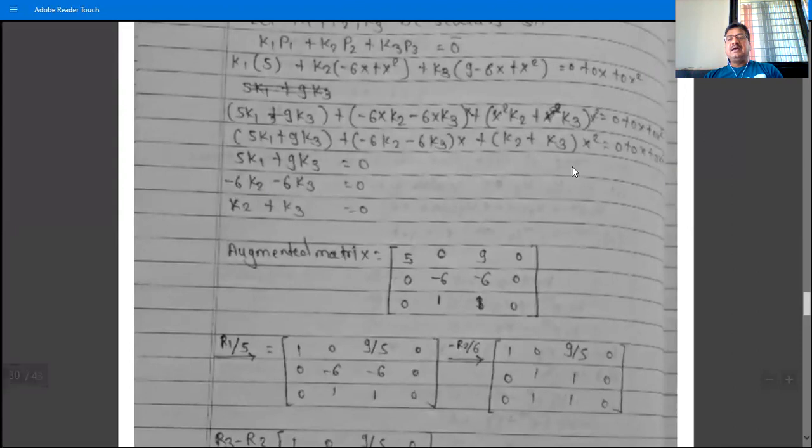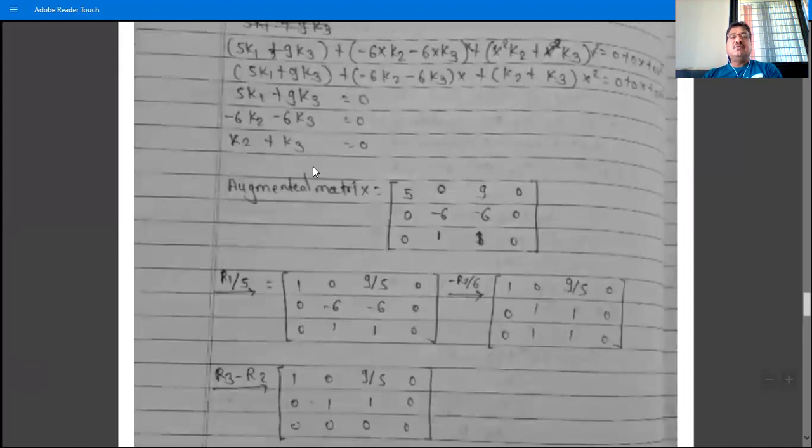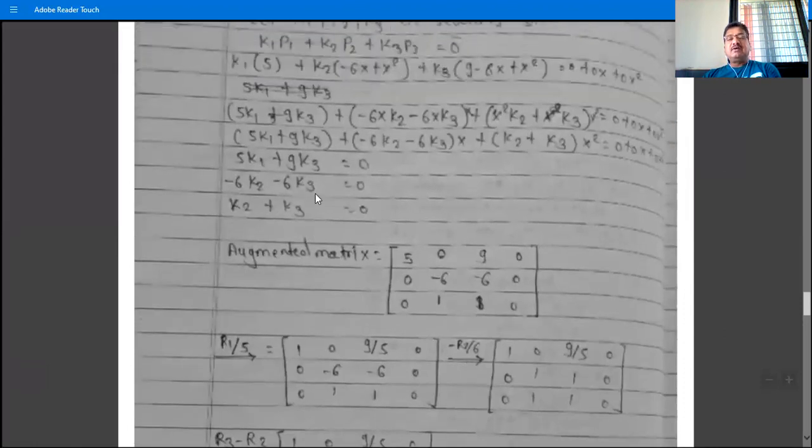And after comparing LHS and RHS, we have 5k1 plus 9k3 is equal to 0. Then the coefficient of x in LHS gives minus 6k2 minus 6k3 is equal to 0. And the coefficient of x square gives k2 plus k3 is equal to 0. So we have three equations and three unknowns. So we have to solve this system and find the values of k1, k2, k3.